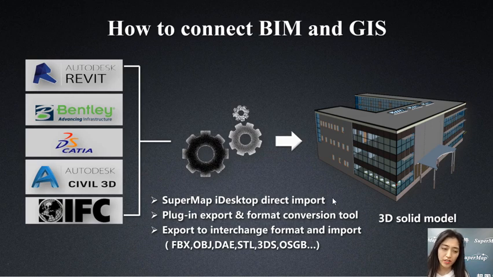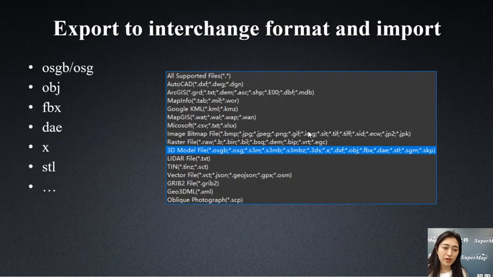There are 3 ways to import the BIM data: directly import the BIM, or use a plugin and the format conversion tool to import the BIM, and export to the interchange format and import it in the desktop. Let's look at these 3 methods.